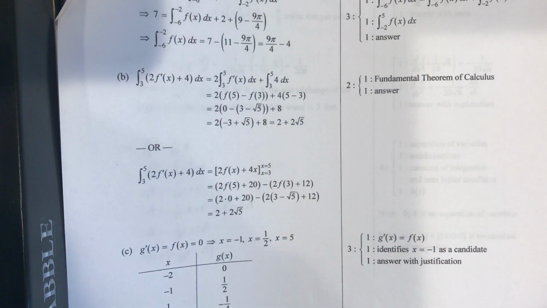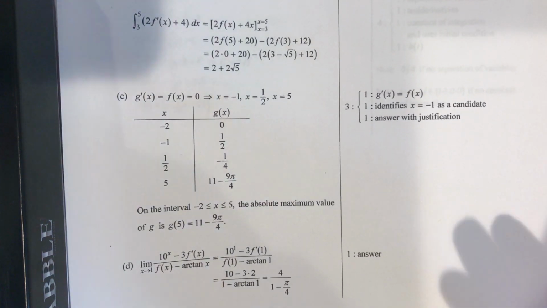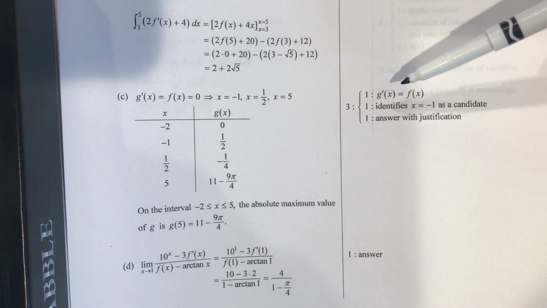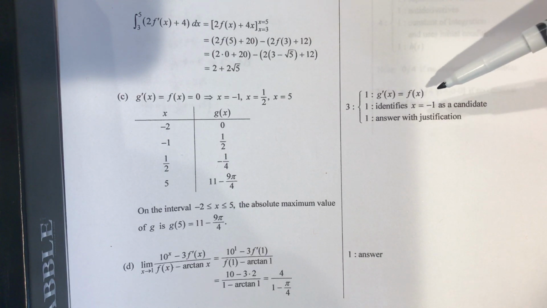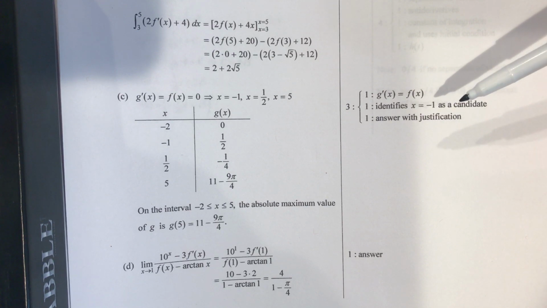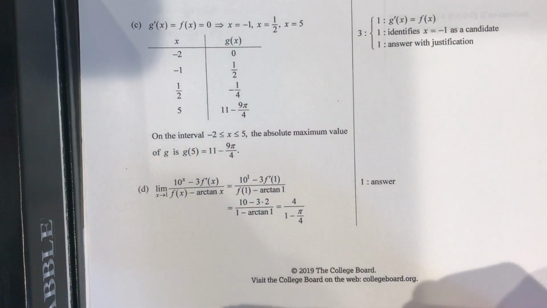Letter B, 2 points for this one. So 1 point for the fundamental theorem of calculus. That means taking the integral and doing your top minus bottom. And then 1 point for the correct solution. And then part C. This one was worth 3 points. The first point is for remembering that finding a max means you have to take the derivative and set it equal to 0. Then finding your candidates, meaning where it is equal to 0, and then finding the answer. And then D was just 1 point because that was just a plugging in question and you find the answer. So that concludes our explanation of the second FRQ.